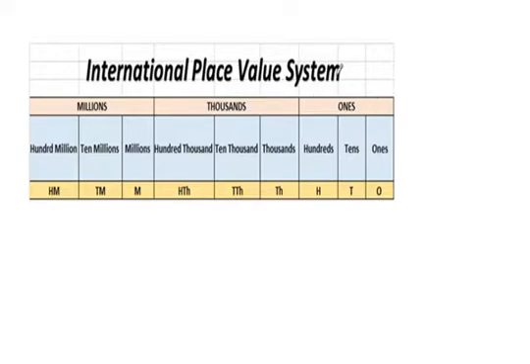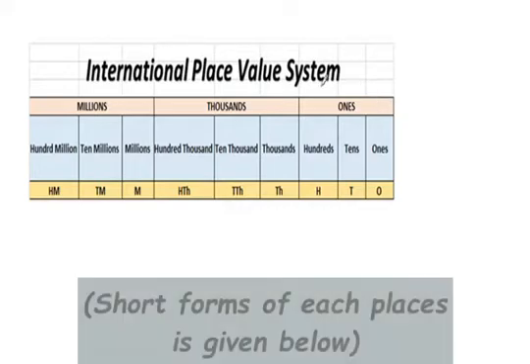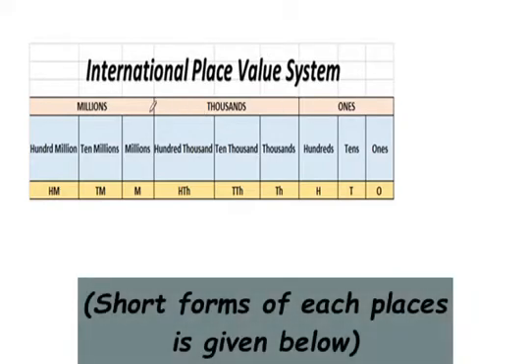In many countries, they use the international place value system to read and write large numbers. In the international system, we have 3 periods and 9 places. That is, 9 places are grouped under 3 periods. The periods in the international place value system are ones, thousands and millions. You all might have heard about millions, trillions and billions, right?